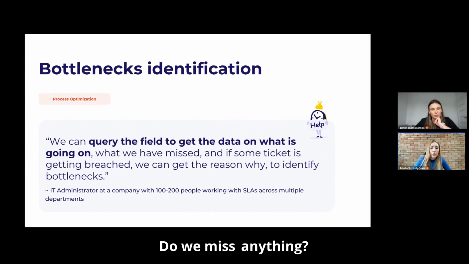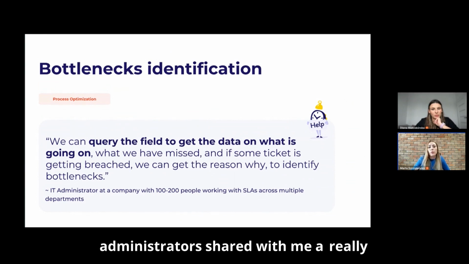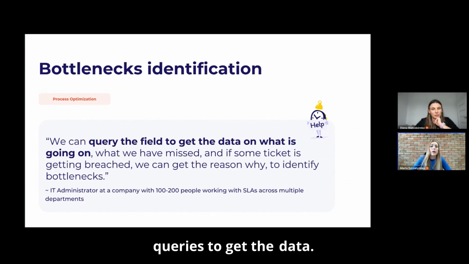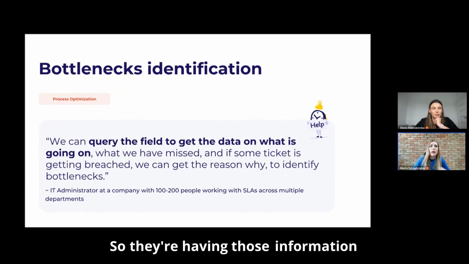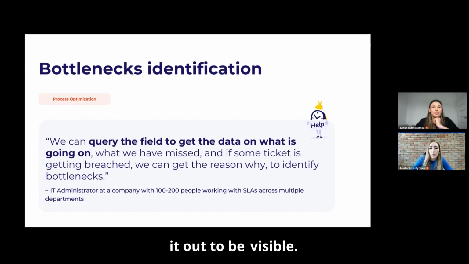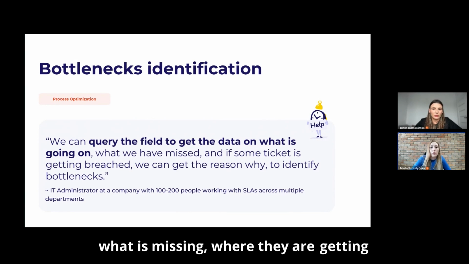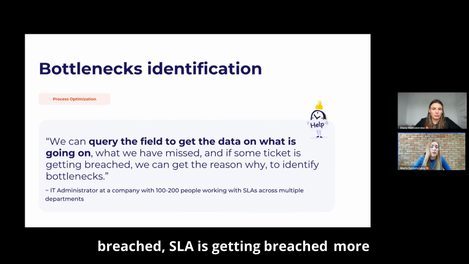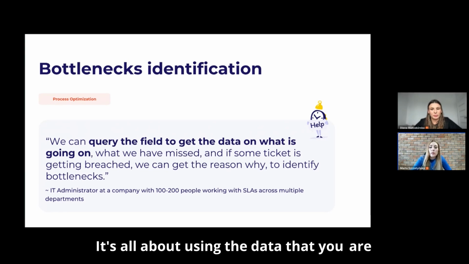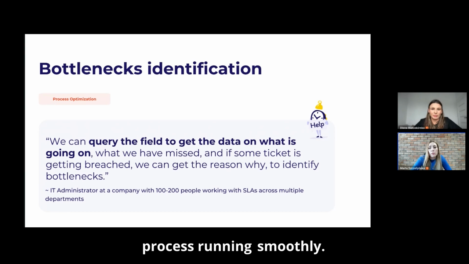Do we miss anything? So during the interviews, one of the IT administrators shared with me a really nice insight: his team is using JQL queries to get the data on what's going on. So they already have that information in the system, but they need to get it out to be visible. And thanks to those queries, they can find what is missing, where SLAs are getting breached more frequently, for example. Simply identify the bottlenecks, right? It's all about using the data that you already have in your system to keep the process running smoothly.